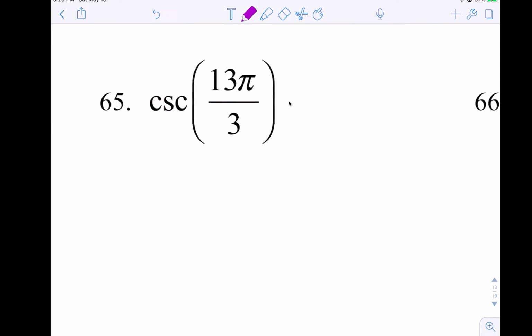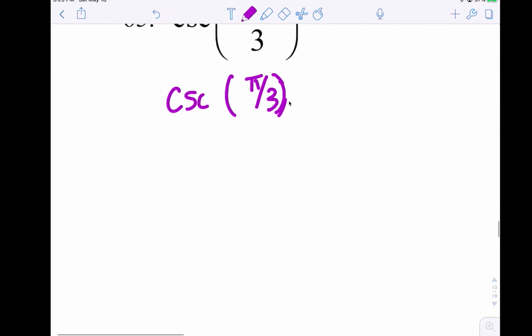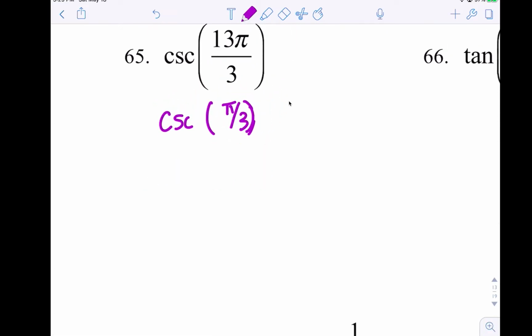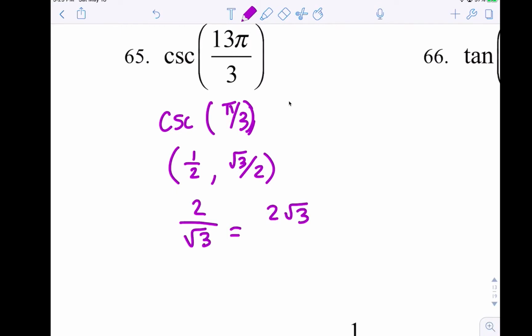Cosecant of 13 pi over 3. So cosecant 13 pi over 3 is the same thing as 1 pi over 3, right? Coterminal angle. And then pi over 3 is 1/2 and root 3 over 2, right? And cosecant is the reciprocal of the y term. So 2 over root 3.